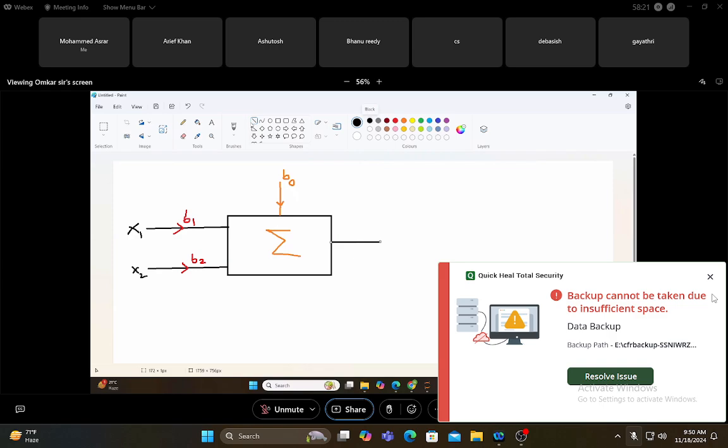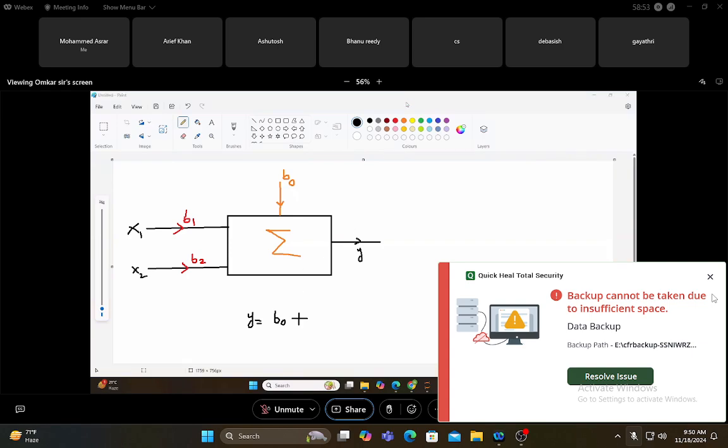y. Which y? y is beta naught plus beta 1 into x1 and so on. That I will write here. y is equal to beta naught plus, the summation.